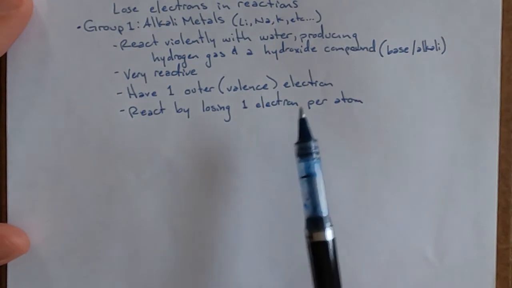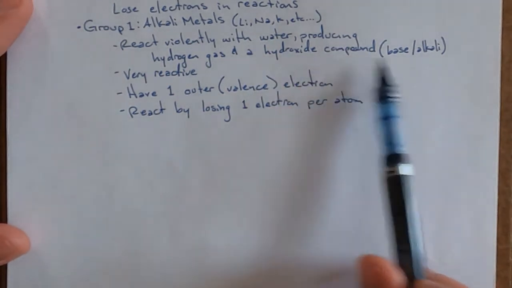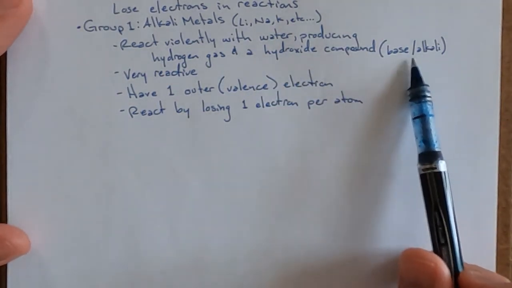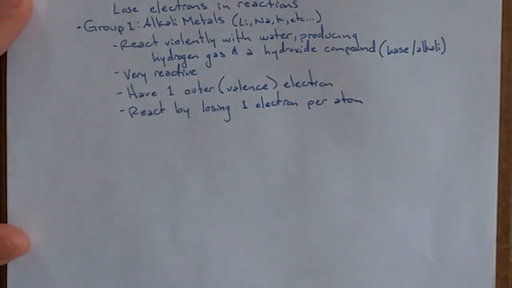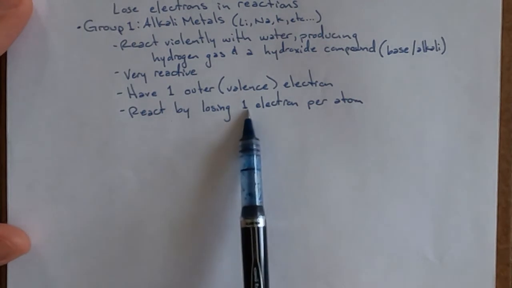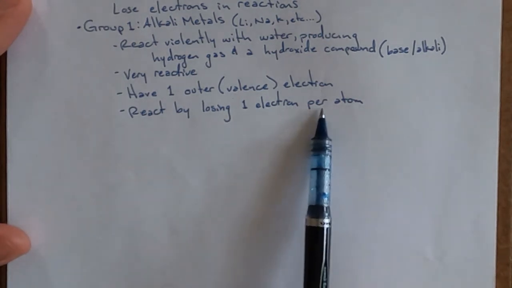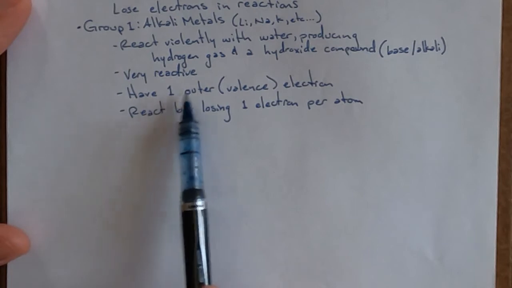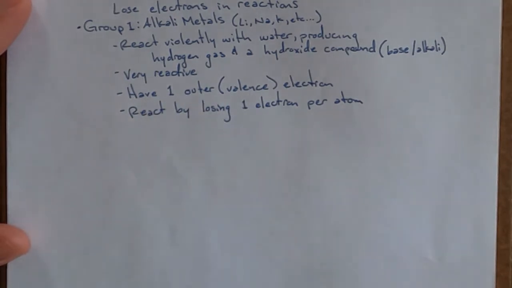They also react with water, producing a type of hydroxide, which would turn the water basic or alkaline. They also produce hydrogen gas. They just are not as reactive. They react by losing 2 electrons per atom of that element, and it's because they have 2 outer or 2 valence electrons.